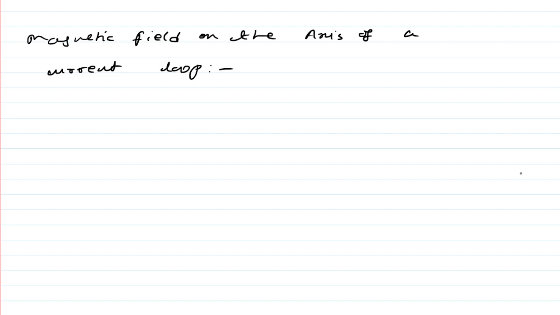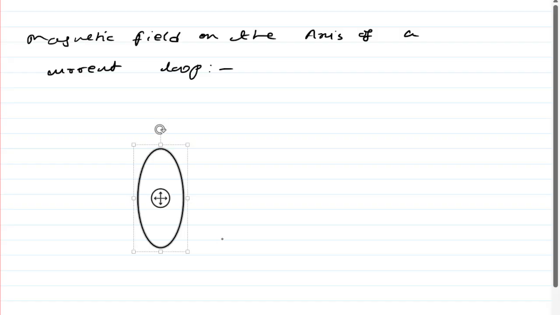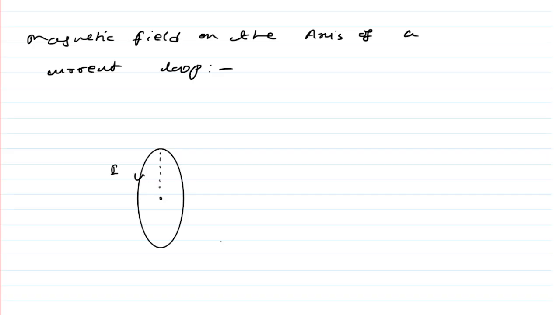Magnetic field on the axis of a current loop. First of all, we'll draw the loop. It is in the vertical plane. Let us assume this is the direction of current, center, and this is the radius a.